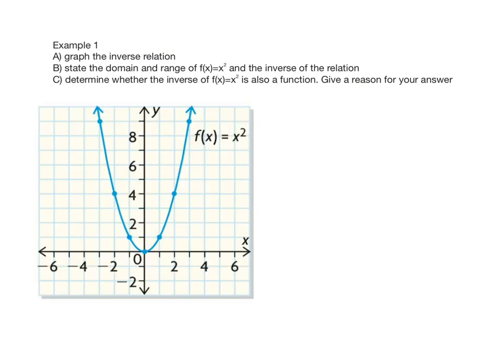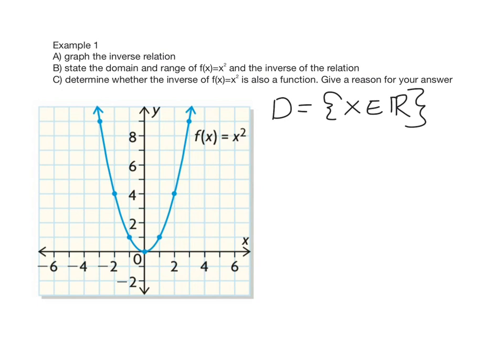Question B asks for us to state the domain and range of f(x) = x squared and the inverse of the relation. So we know that we can use the equation or the graph to get our domain and our range. In the case of our function f(x), our domain is just going to be x is an element of the real number system. That will be true for all parabolas unless we put some kind of restriction or condition upon them.